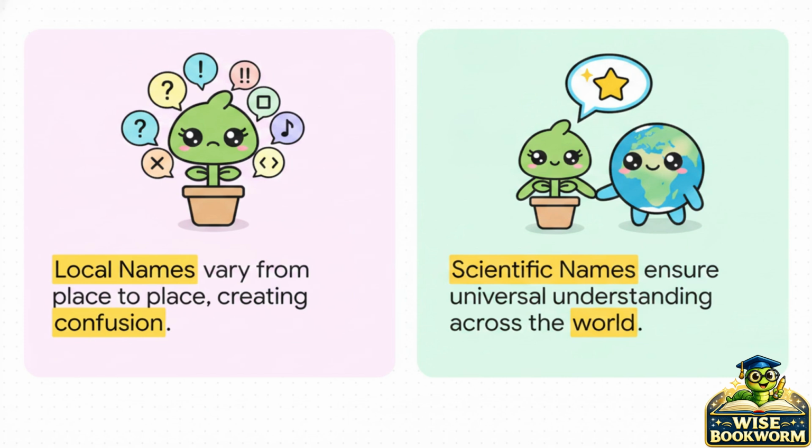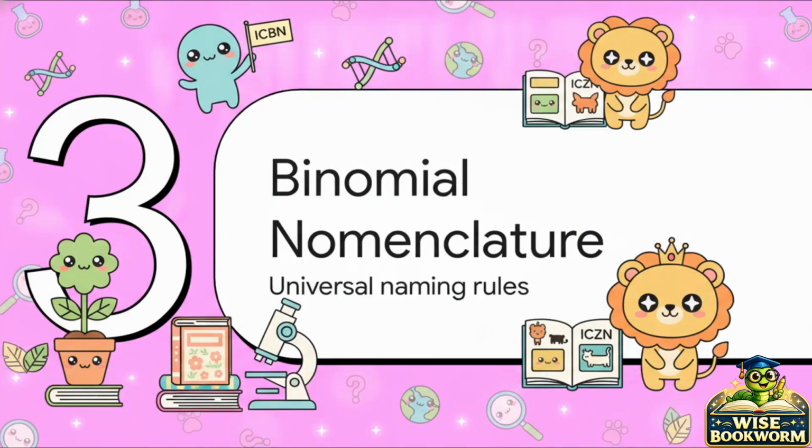So, to actually communicate with each other, biologists needed a way to standardize naming so that one particular organism has the exact same name everywhere on Earth. This vital process is called nomenclature. Which brings us to Section 3, Rules of Binomial Nomenclature.